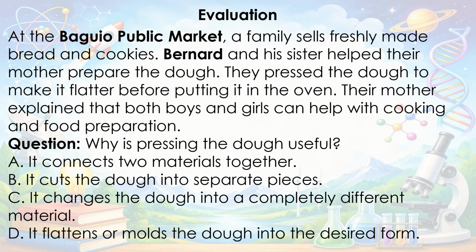Second, at the Baguio Public Market, a family sells freshly made bread and cookies. Bernard and his sister helped their mother prepare the dough. They pressed the dough to make it flatter before putting it in the oven. Their mother explained that both boys and girls can help with cooking and food preparation. Why is pressing the dough useful? A. It connects two materials together. B. It cuts the dough into separate pieces. C. It changes the dough into completely different materials. Or letter D. It flattens or molds the dough into the desired form.